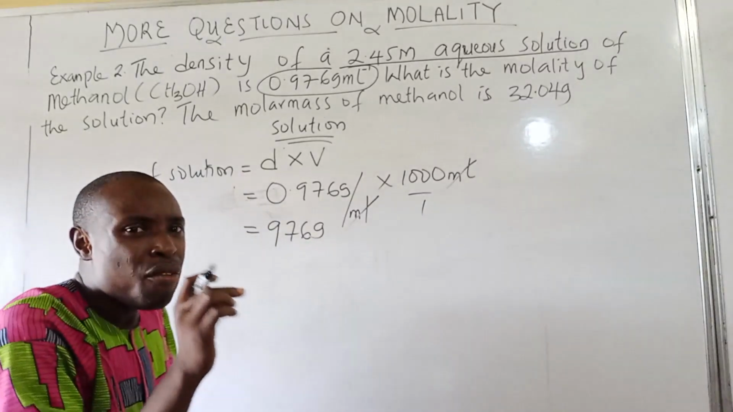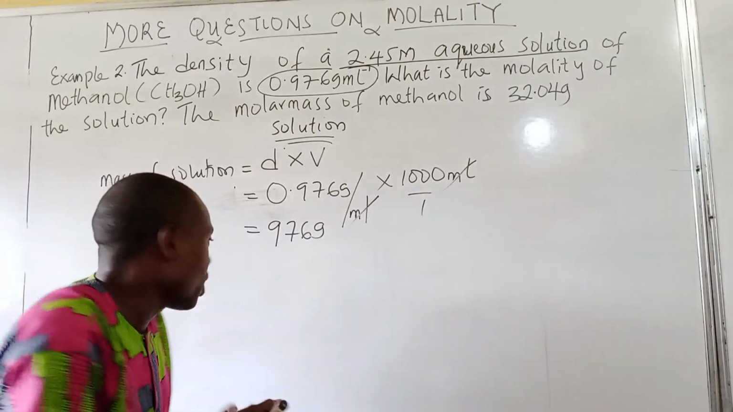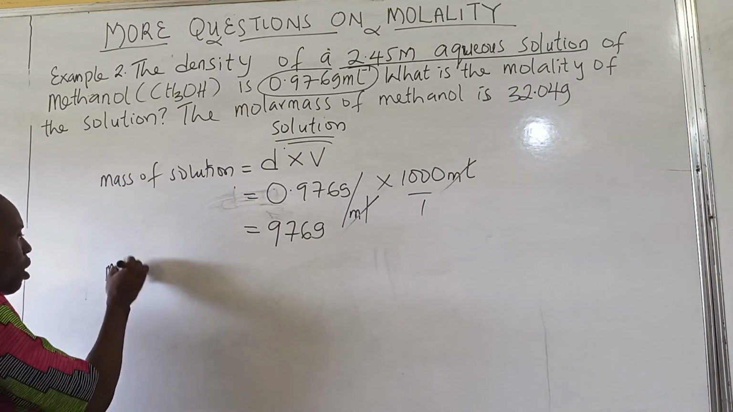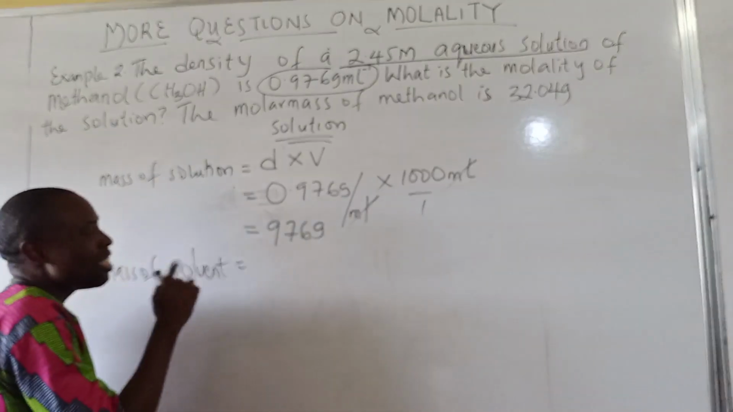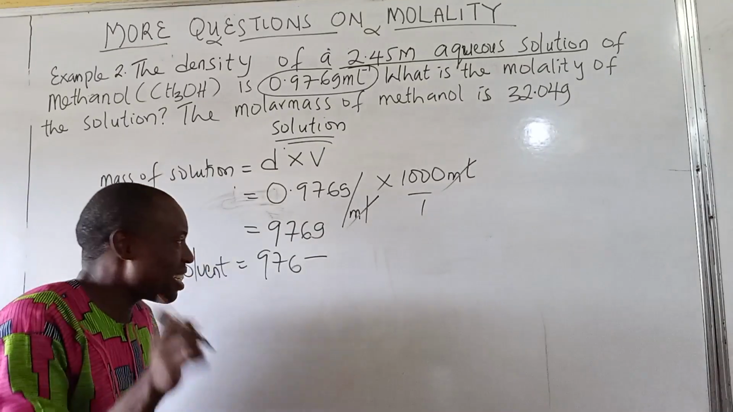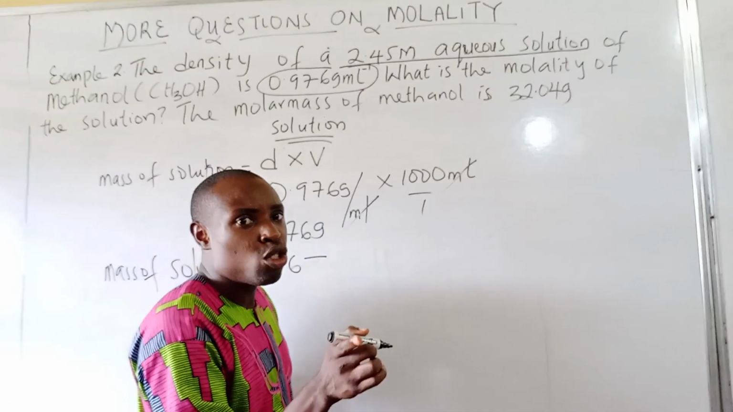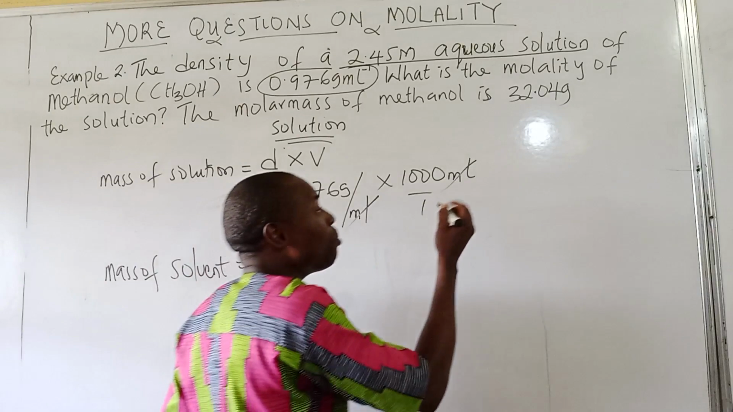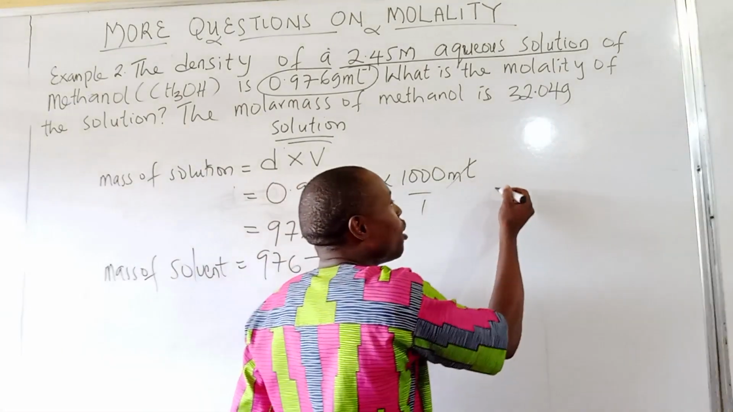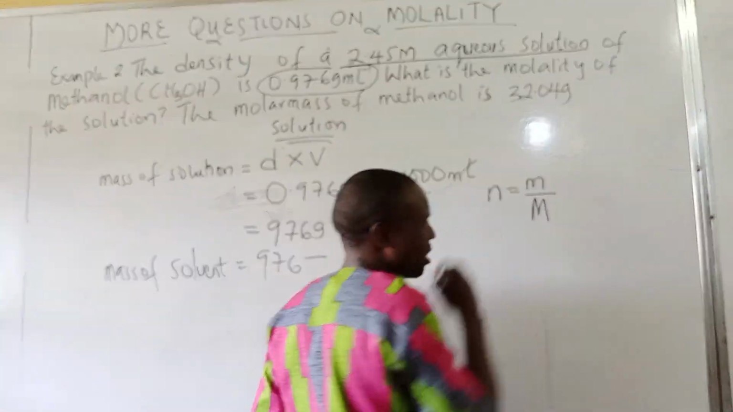Now, to get the mass of the solvent, which is our interest: the mass of solvent is equal to the total mass, which is the mass of the solution, 976, minus the mass of the solute. And remember that the mass of the solute can only be gotten from the formula, knowing fully well that number of mole is equal to mass over molar mass.